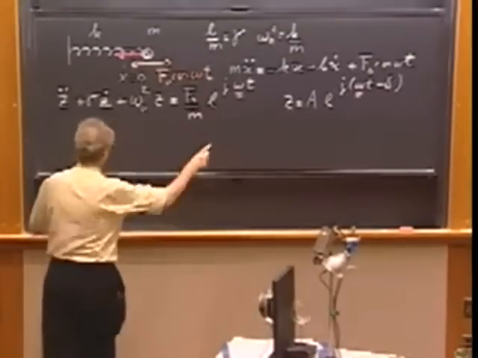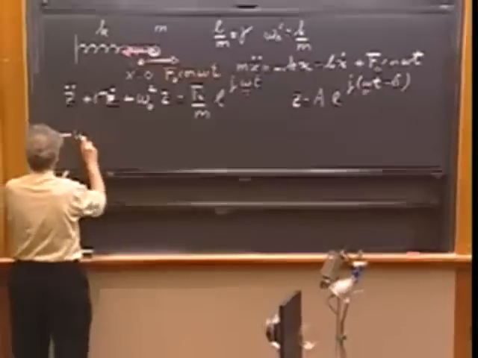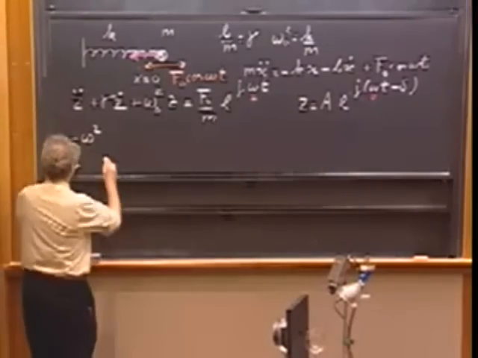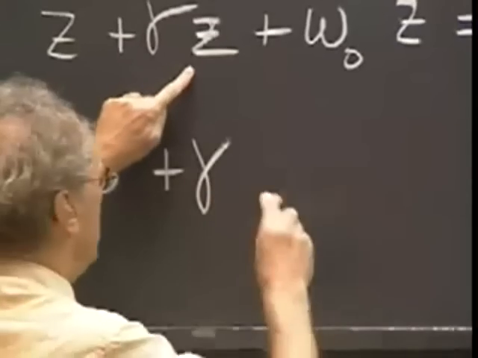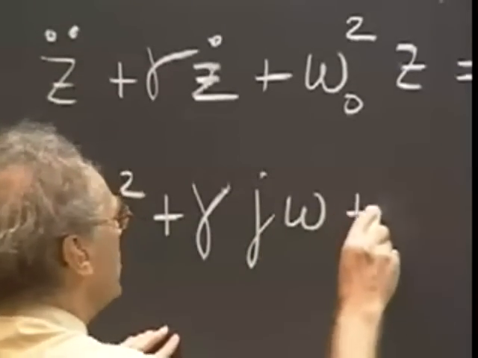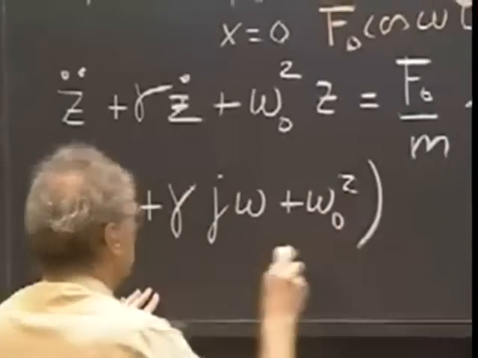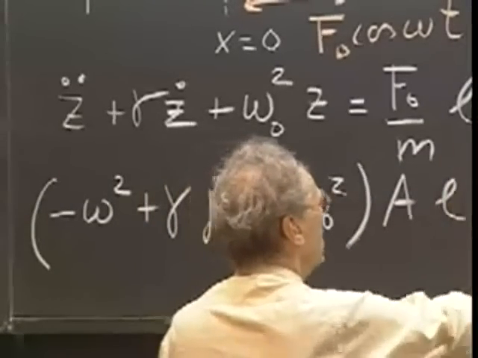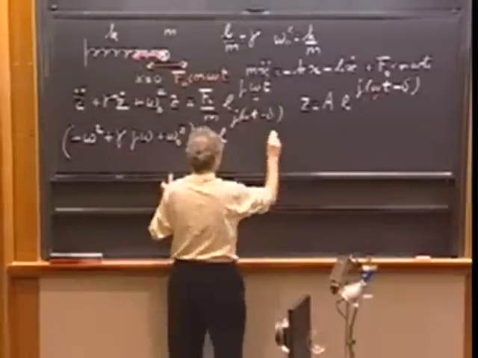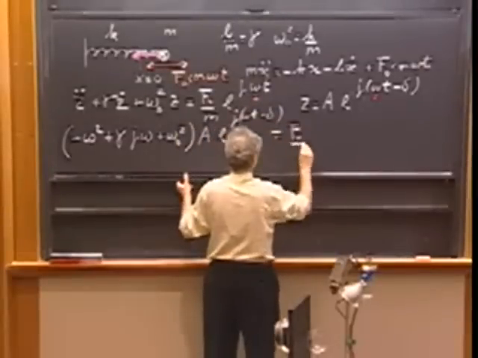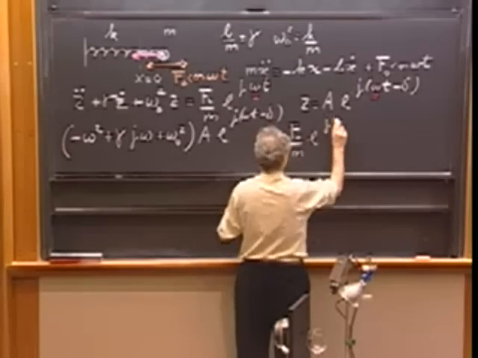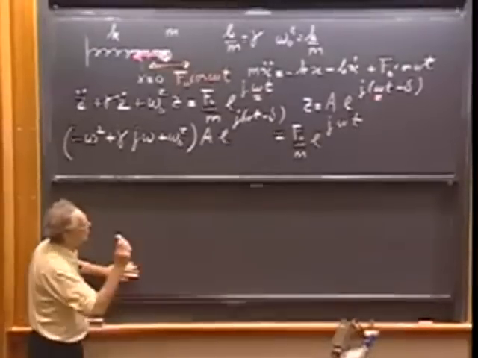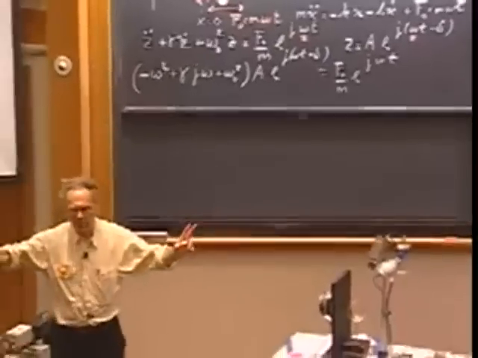So now I'm going to take the second derivative, so I get minus omega squared. j omega comes out twice, so I get minus omega squared. Then I get plus gamma times j omega. Then I get plus omega 0 squared. And that whole thing multiplied by A e to the power j omega t minus delta now equals F0 divided by m times e to the power j omega t. So the whole thing is now in the complex plane. And you see that e to the power j omega t cancels on both sides.